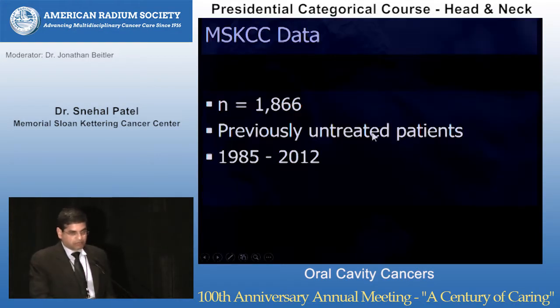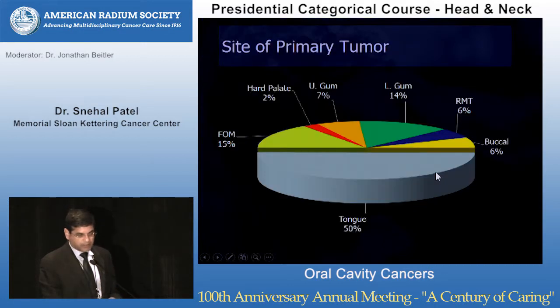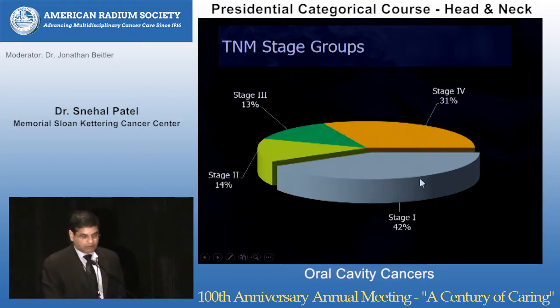Now, I'll share with you some data that's yet unpublished. About 1,800 patients treated between 1985 and 2012 at Memorial Hospital. Majority of them were either tongue or floor-of-mouth cancers. The majority were early stage 1 or stage 2 tumors, but it's of interest that about a third of patients present at stage 4 in the oral cavity. That's a pretty significant number, even in New York City.